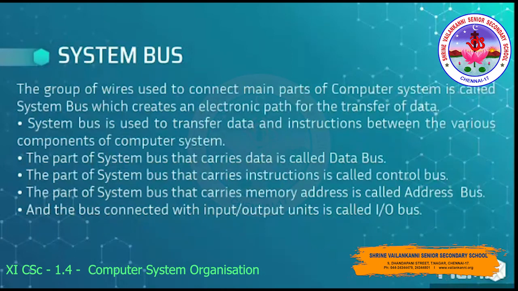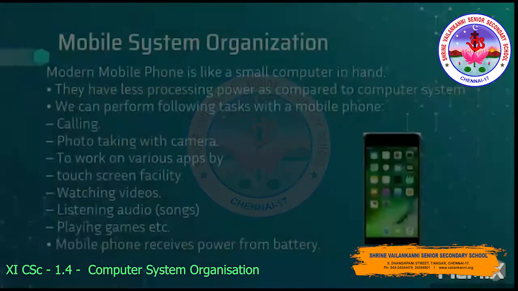The part of the system bus that carries the data is called the data bus. The bus which carries the signals, that is the control instructions, is called the control bus, and the bus which carries the memory address instead of the data is called the address bus. A separate type of bus called I/O bus connects the input, output and other external devices to the system.